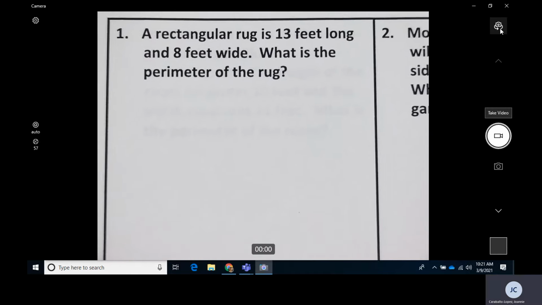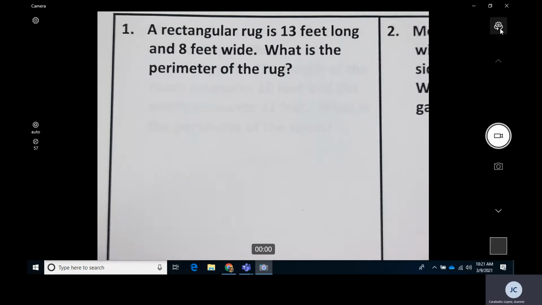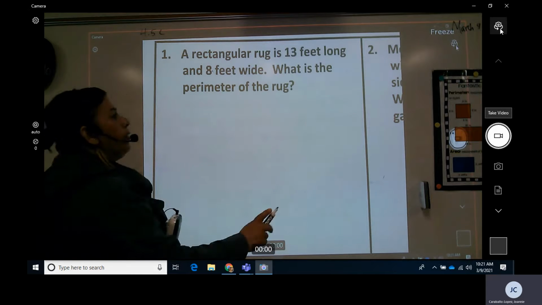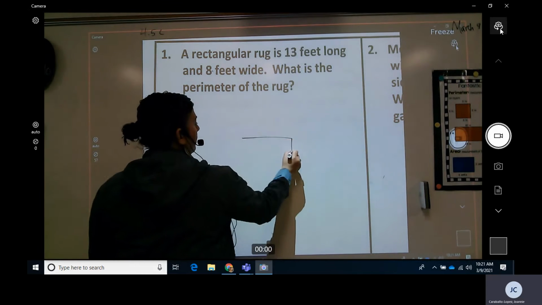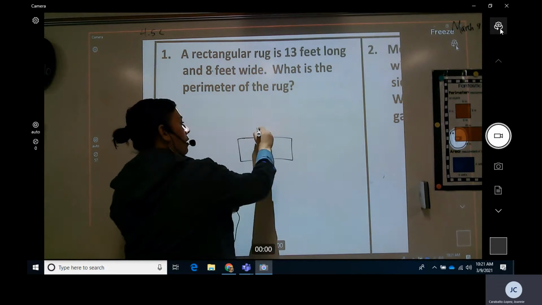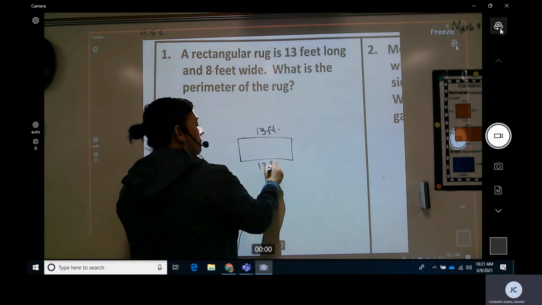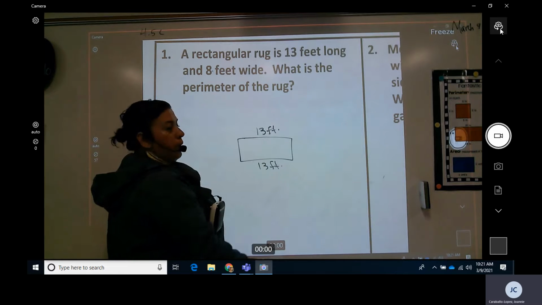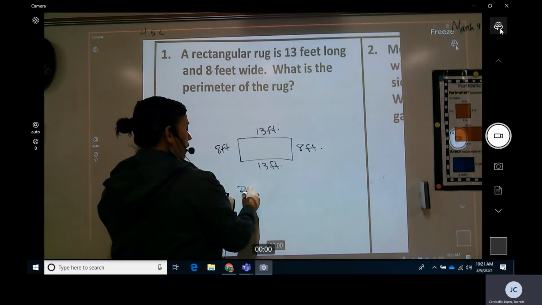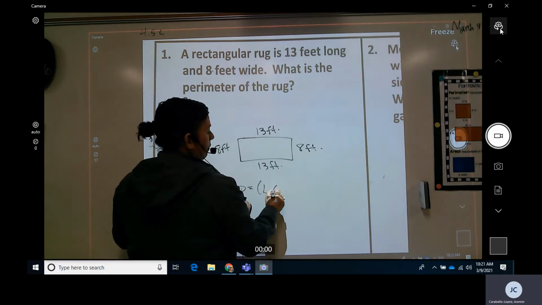Number 1 says a rectangular rug is 13 feet long and 8 feet wide. What is the perimeter of the rug? It's a rectangle, right? So I know that my rectangle is going to look like this. Where's 13 feet going to go? At the length, right? Top and bottom. And where does 8 feet go? On the width, which is the sides, right? Please find the perimeter. I want you to find it using the distributive property.